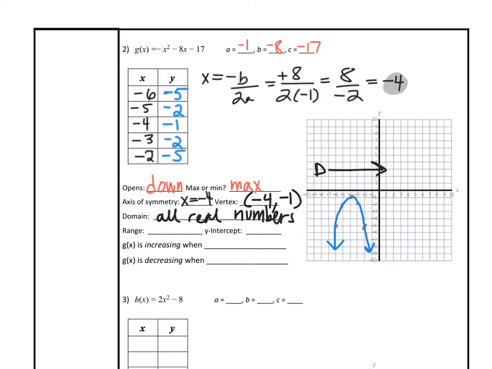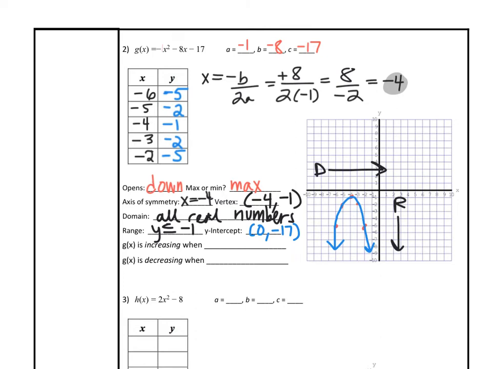The range, we want to look at where it's starting vertically and go from there. So it starts at -1 and then goes down. That means its y values are -1 and lower. So for the range we have y less than or equal to -1. The y-intercept is your c value here, -17. And you could go back to Desmos and look. You'll see that the y-intercept is -17 if you scroll down the graph.